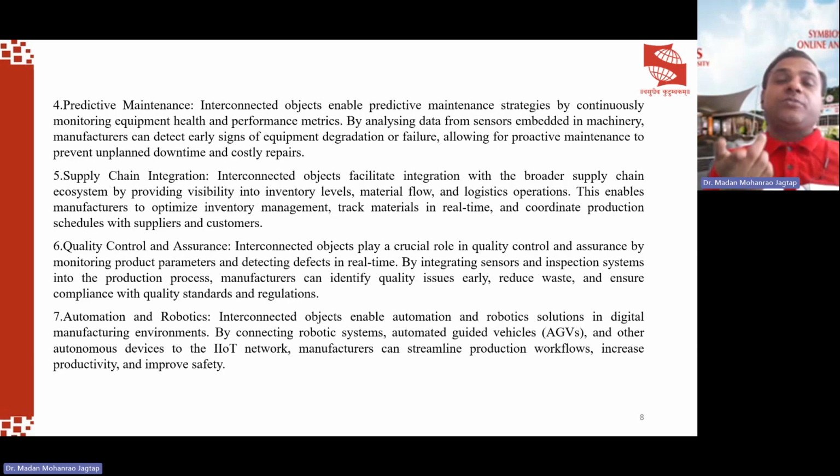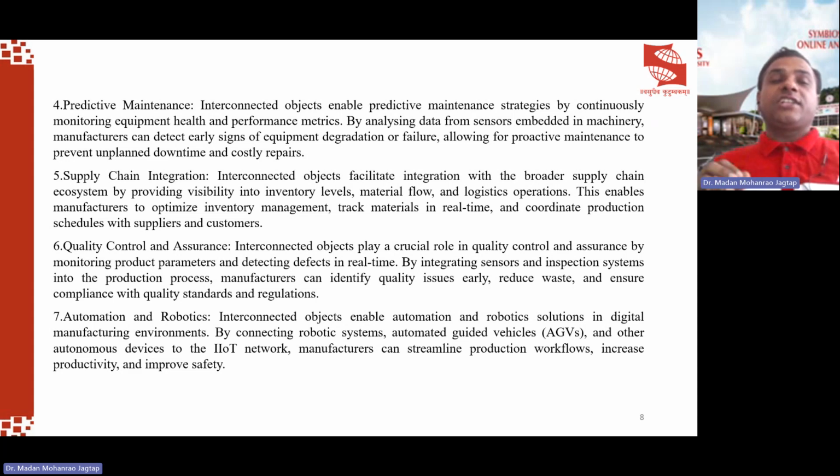Interconnected objects enable predictive maintenance strategies by continuously monitoring equipment health and performance metrics. By analyzing data from sensors embedded in machinery, manufacturers can detect early signs of equipment degradation or failure, allowing for proactive maintenance to prevent unplanned downtime and costly repairs. So the advantage of interconnected objects is that it allows us to apply predictive maintenance strategies.